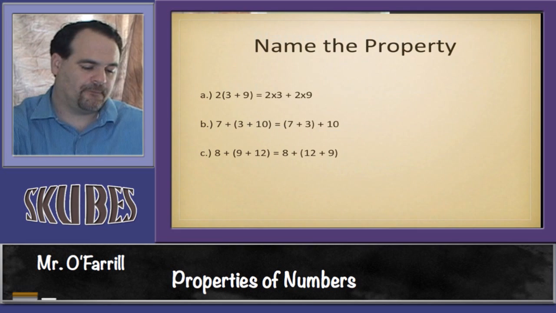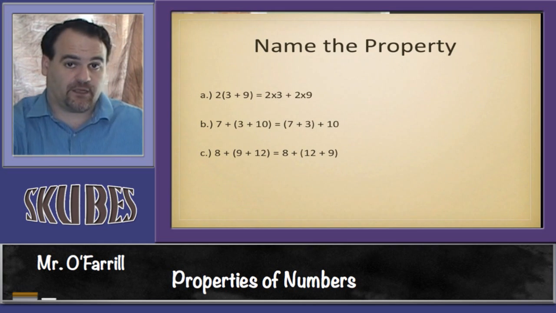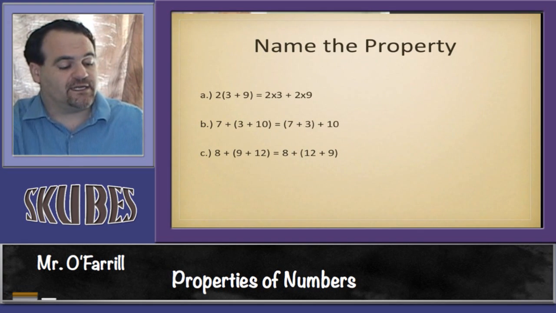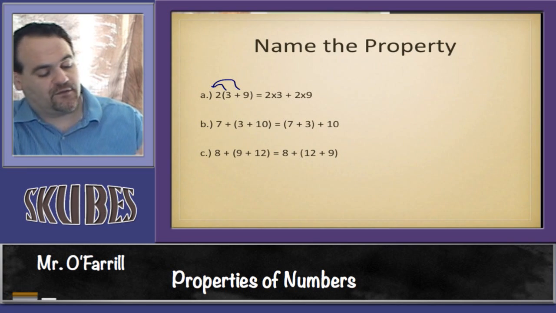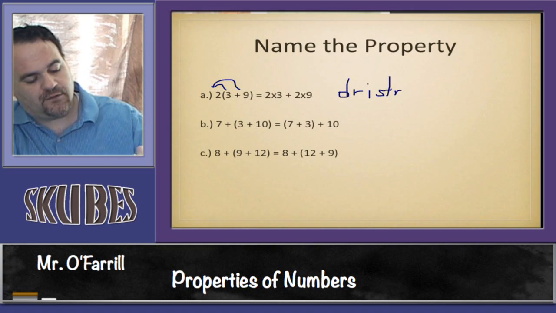Let's take a look at a few more. Name which property. We're saying that 2 times (3 plus 9) equals 2 times 3 plus 2 times 9. We applied the times 2 to each number that's inside the parentheses. We distributed it. This is the distributive property.